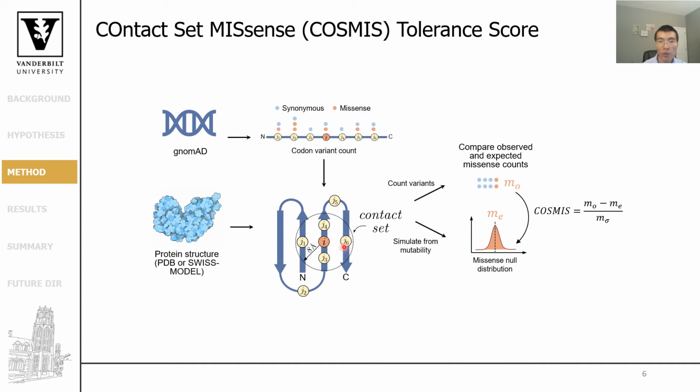To compute the COSMIS score of the residue of interest, we count the number of unique gnomAD missense variants in its contact set and compare it with respect to the distribution of expected number of missense variants simulated based on sequence context-dependent missense mutabilities, and we compute the z-score of the observed number of missense variants and designate the z-score as the COSMIS score. According to our definition of constraint, a residue with a lower COSMIS score indicates that there is a greater depletion of missense variants in its 3D spatial neighborhood, and hence the residue is more constrained.